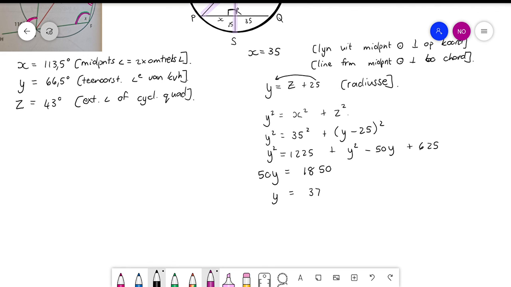Okay, so as y gelyk is aan daai ene, dan kan jy vir z maklik gaan uitwerk, want z gaan dan wees daai ene minus 25, because remember we had z is equal to y minus 25 here. That's what we substituted in there.